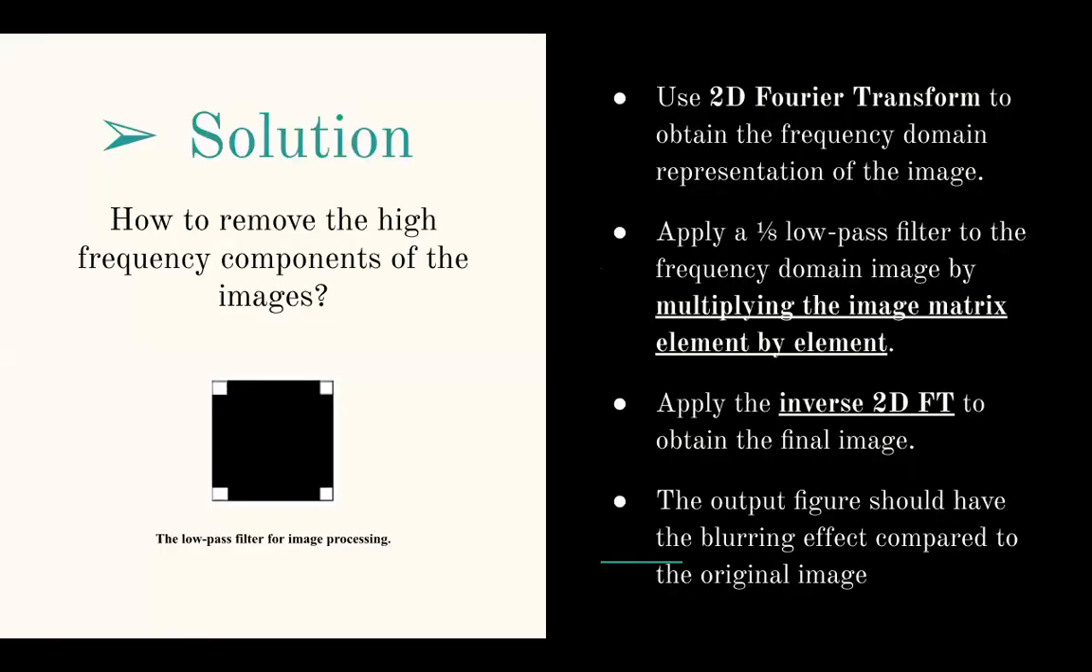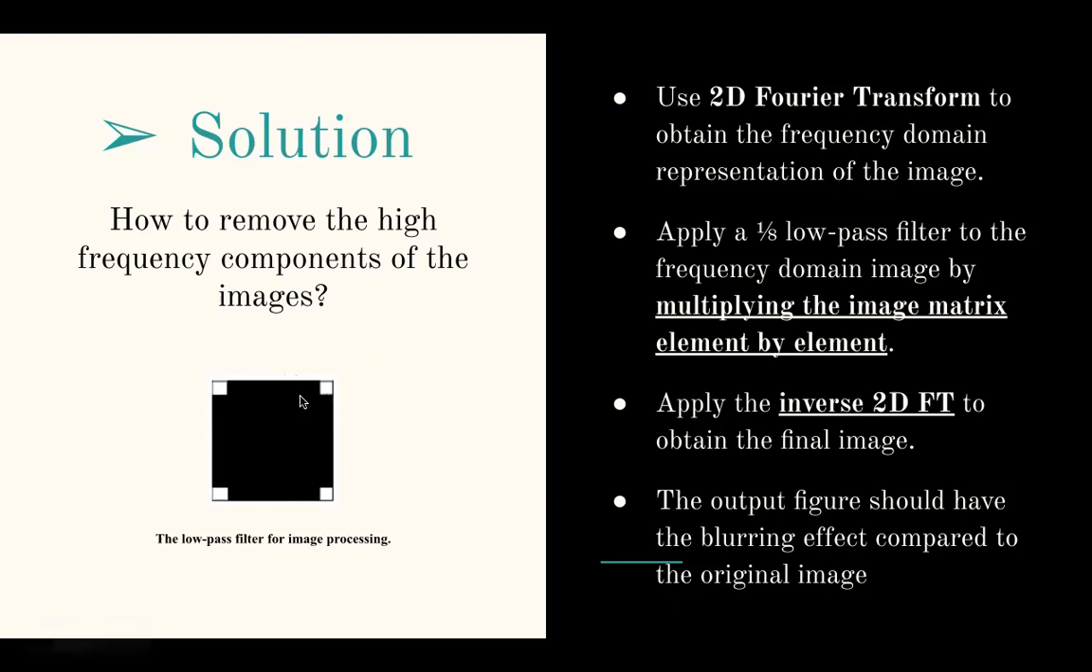Knowing what the problem is, how exactly do we remove the high frequency components of the images? Simply speaking, we need to pass the images through a low pass filter. First, use a two-dimensional Fourier transform to obtain the frequency domain representation of the image. Then apply a 1/8 low-pass filter, as shown on the left here. This image shows the white square being an eighth of the whole square on each side.